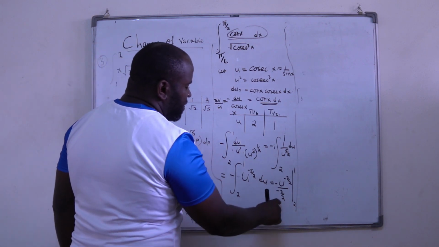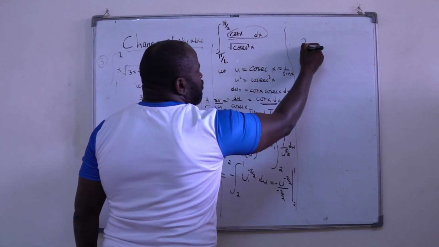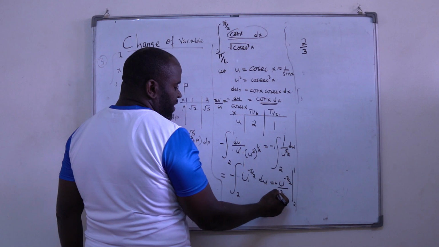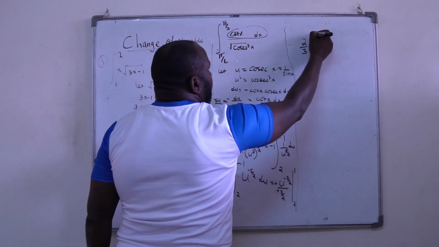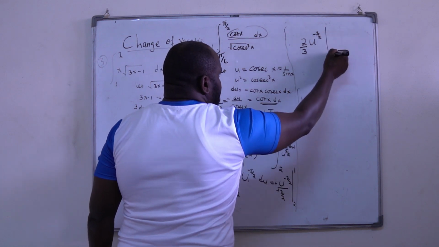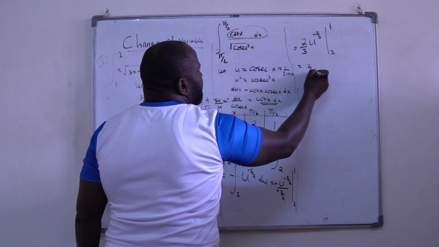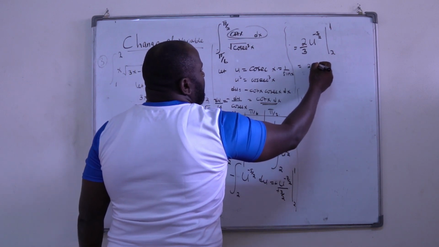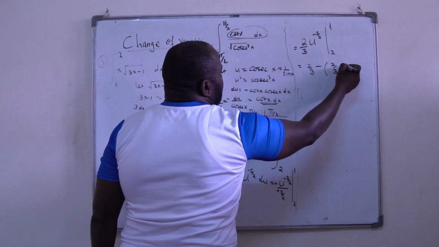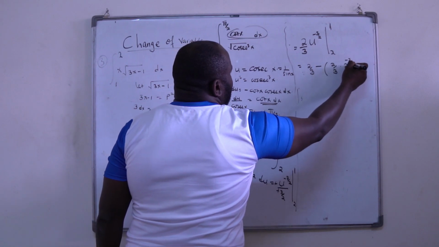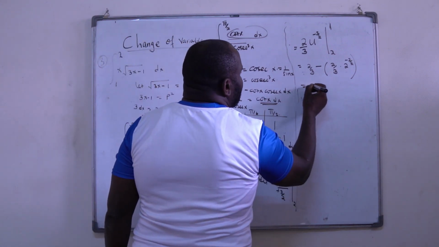So it is from this note that the negative we have can be lost, and then you have 2 over 3, because the negative has now become a positive by division. 2 over 3 of u power negative 3 over 2 from 2 up to 1. When I substitute 1, I'll get 2 out of 3 minus, when I substitute 2, I'll have 2 out of 3 times 2 power negative 3 over 2.